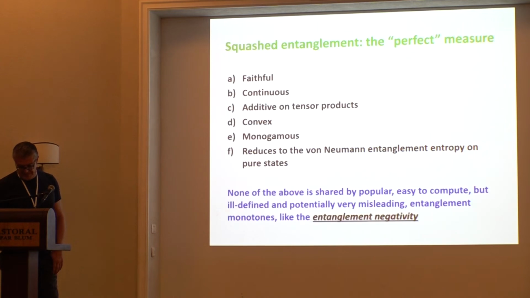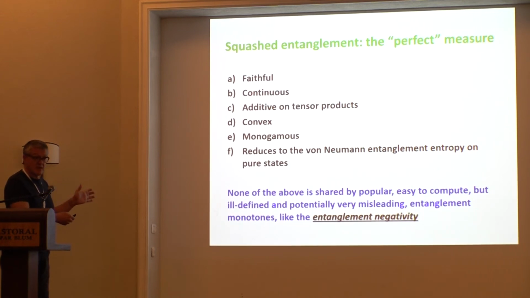So what I wanted to say is that all these quantities are satisfied by other measures, like, I don't know, entanglement of formation, and other possible measures, but only one measure, the squashed entanglement, satisfies them all. And the negativity doesn't satisfy almost any of these, although it's the most used, because it's easy to compute.